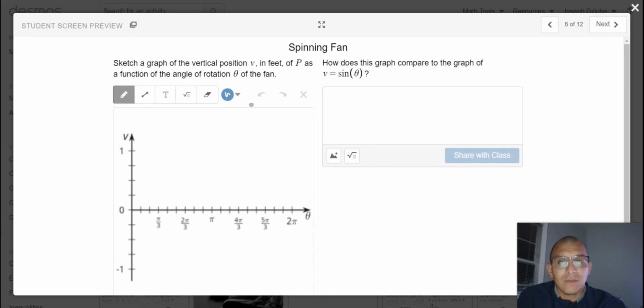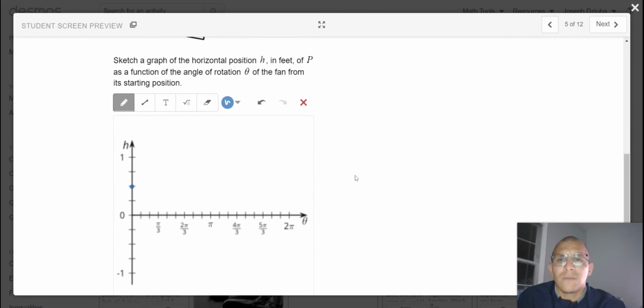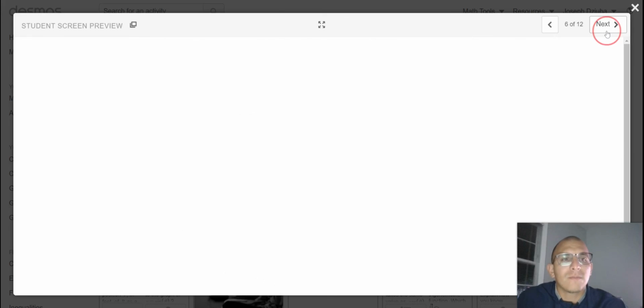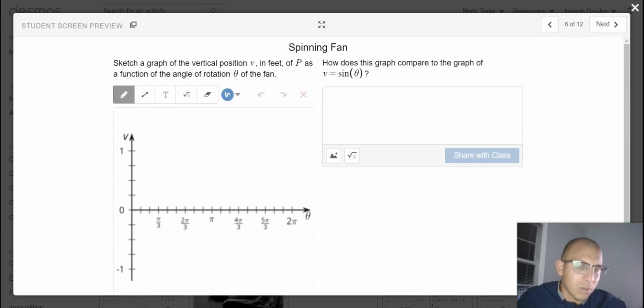Slide 6 is asking you to sketch a graph of the vertical position v in feet of P as a function of the angle rotation theta of the fan. Oh, sorry, this was horizontal position. So this 1/2 corresponds to the vertical position. Horizontal position at pi/6 is √3/2, which is about 0.8 something. So it should be slightly up here. And then here we're doing the vertical position, which corresponds to sine of theta.